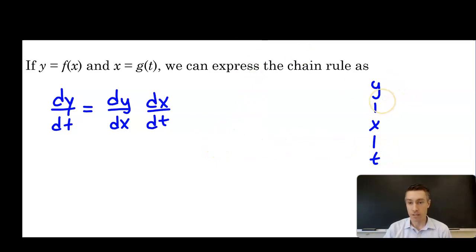And just for emphasis here, going down this, that was dy dx, and then going from x to t, differentiate dx dt. So this expression of the chain rule is the one that we're going to look to extend to functions of multiple variables. So let's take a step in that direction.